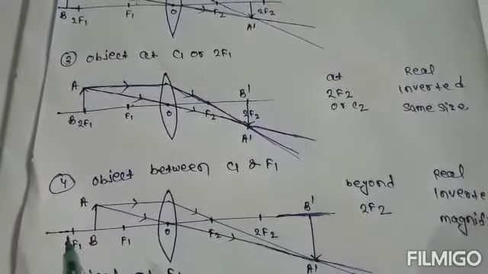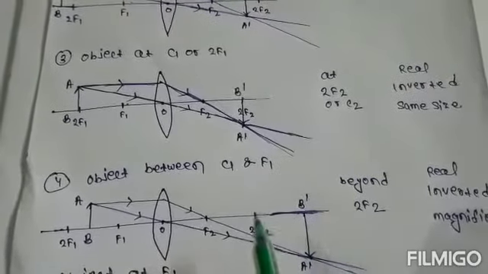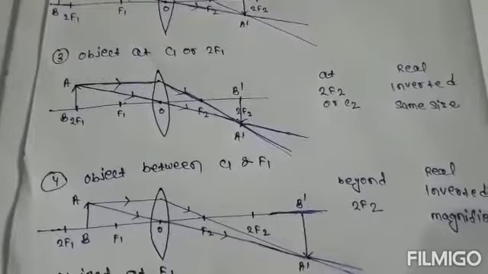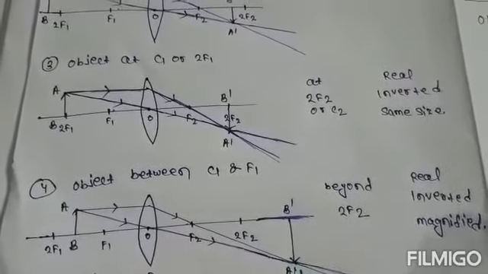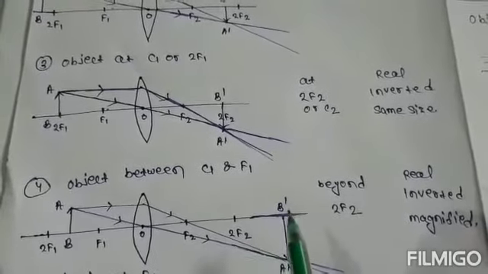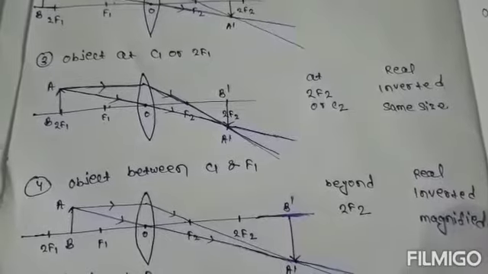Fourth case, object between center of curvature 1 and F1. When the object is between 2F1 and F1, then the image is formed beyond 2F2, and the nature of the image is real, inverted and magnified. That means the size of the image is greater than the size of the object.